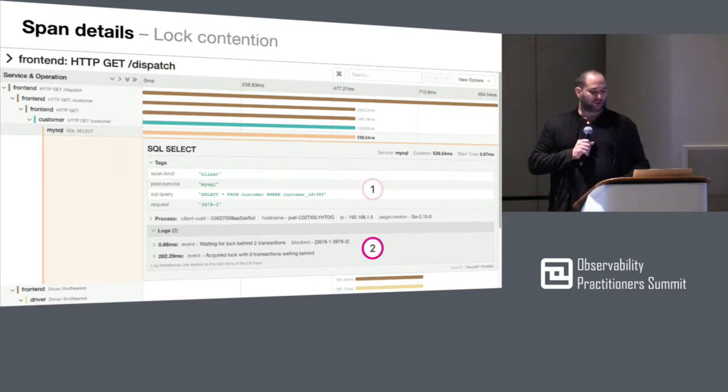And then down here we see log messages, which are time-based key value pairs. We see at the very beginning of the span that we're waiting on a lock, and then we acquire the lock about 280 milliseconds later, so there's lock contention. So this can also be an opportunity for an optimization.